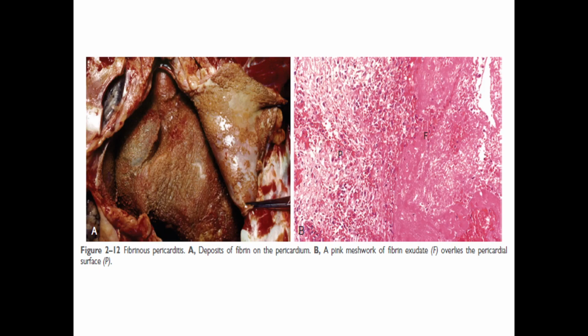This is the pericardium with fibrinous exudate, a deposit of fibrin on the pericardium. All these purple dots are fibrin deposits on the pericardium. On the right side is a histological section showing a pink meshwork of fibrin exudate, pointed by F, overlying the pericardial space marked by the letter P. Fibrin is a proteinaceous material that takes the red eosin stain. Hematoxylin stains the nucleus blue, and eosin is the red stain that stains proteinaceous material. Therefore, on the cross section, fibrin appears dark purple.